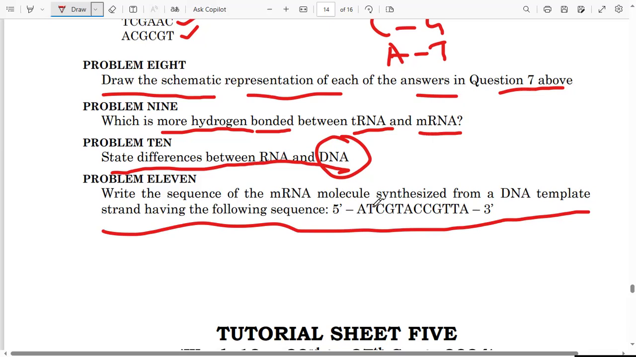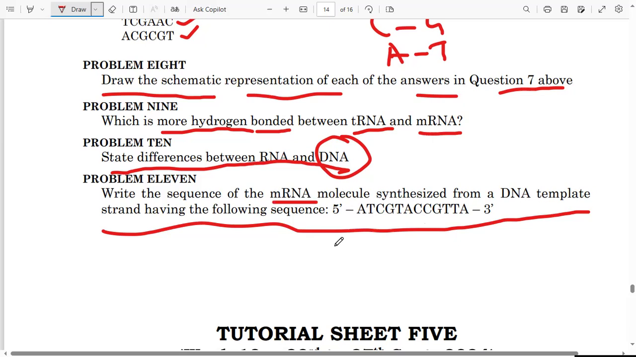We want to translate this DNA template to the mRNA template, right? So what are we going to do? We first have to find the complementary DNA strand here, and then we use that complementary DNA strand to come up with the mRNA strand. So you just don't do it directly.